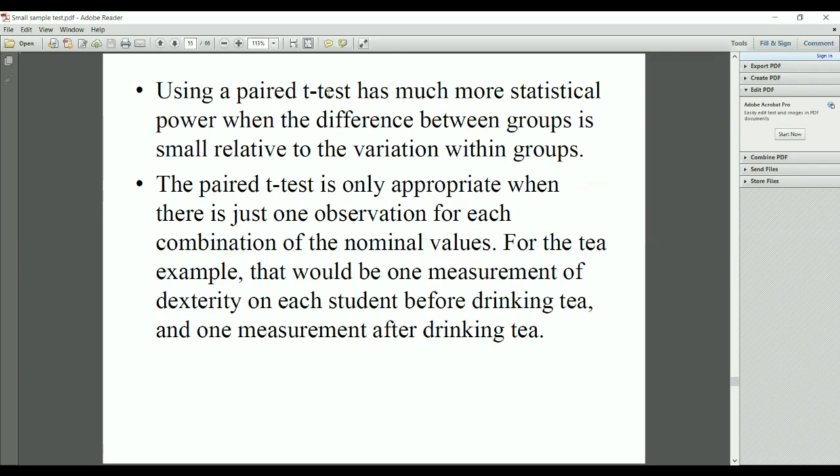See, using a paired t-test has much more statistical power when the difference between groups is small relative to the variation within the group. So the paired t-test is only appropriate when there is just one observation from each combination of the nominal values. For the tea example, that would be one measurement of dexterity for each student before drinking tea and one measurement after drinking tea.